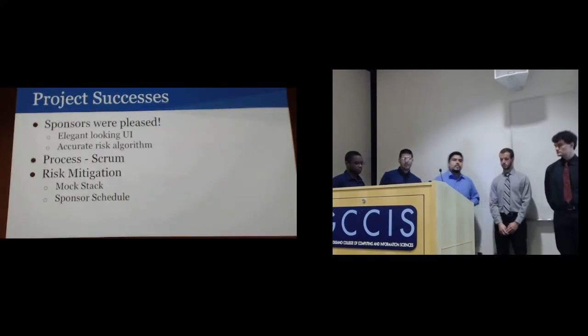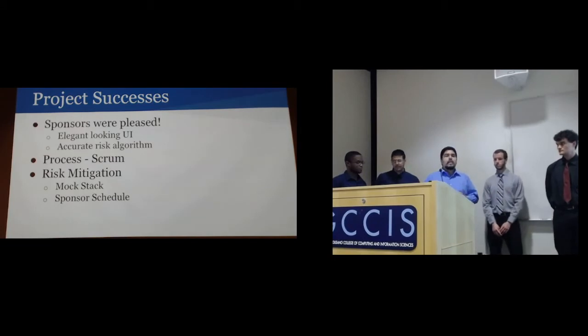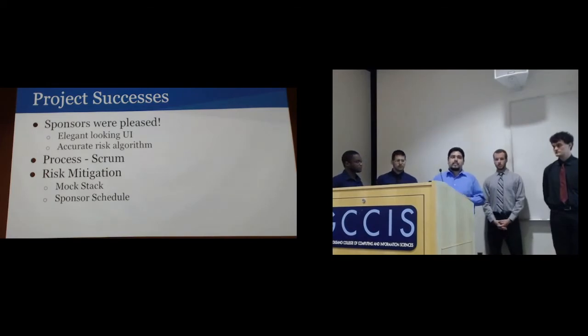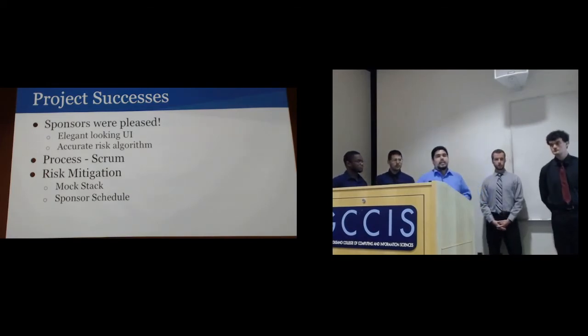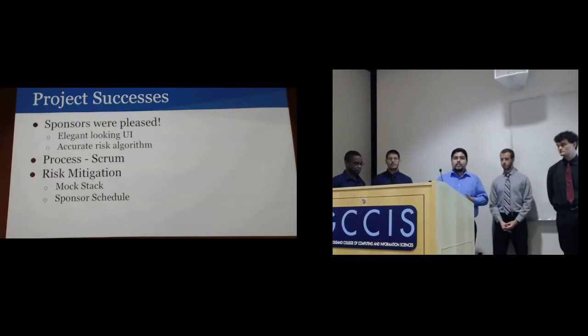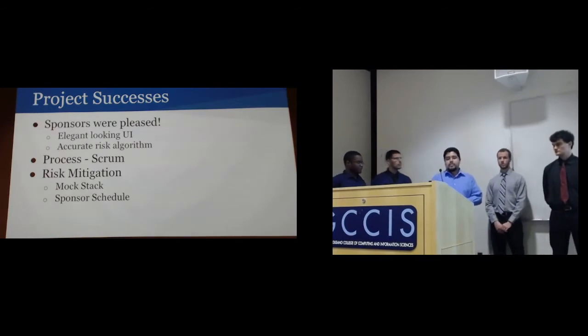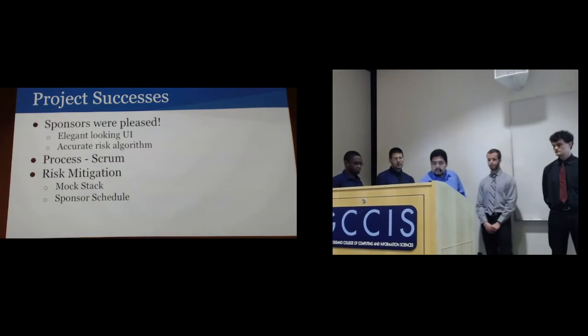So with challenges, our project also came with plenty of successes. Our sponsors were very happy with the UI and our risk algorithm. They liked the accuracy of it. The team was also happy with our UI. Our process, Scrum, helped us keep in constant contact and updating our sponsors. It also helped us with risk mitigation and address all the risks we came across, especially early on, with the not so well-defined requirements. And as we mentioned before, because of our sponsors' schedule and limited resources, we had to do a lot of things on our own, such as the mock stack, which we were able to handle successfully.